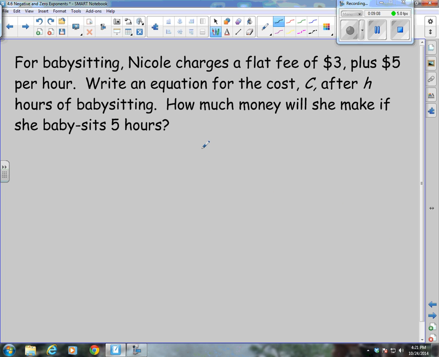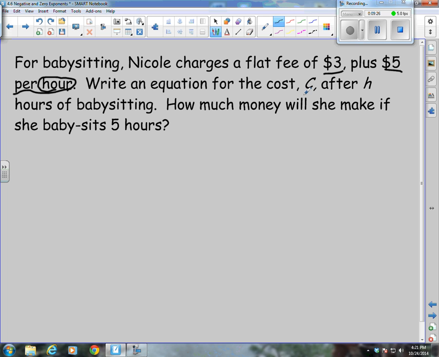Let's look at this word problem. I didn't get a chance to do this in class, but it has nothing to do with what we're doing today. It's just a word problem to look at. For babysitting, Nicole charges a flat fee of $3 plus $5 per hour. That's a rate. We see the word per. That's a rate. What is the rate multiplied by? Well, whatever this unit is right here. We've got to find hours.